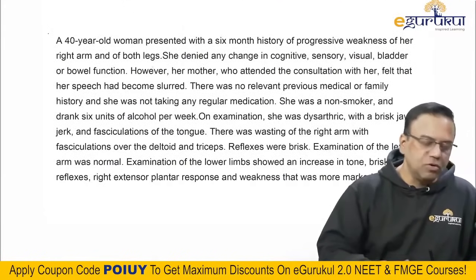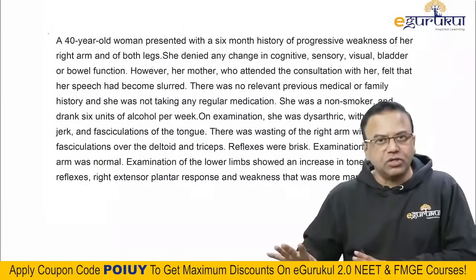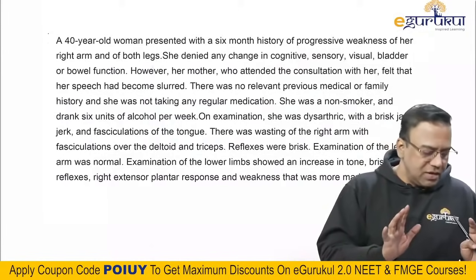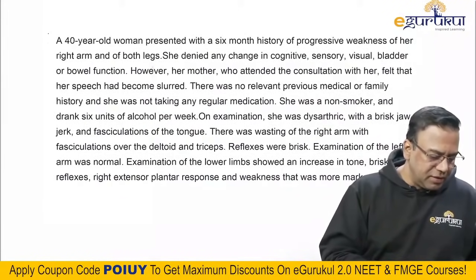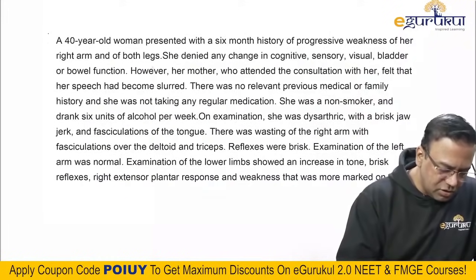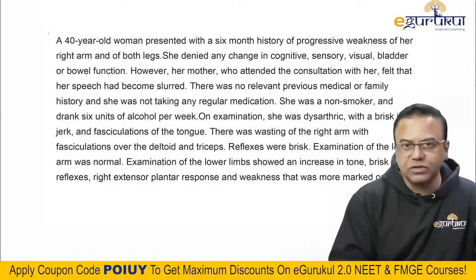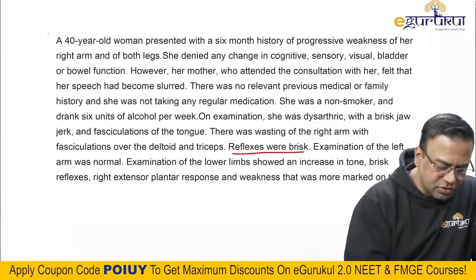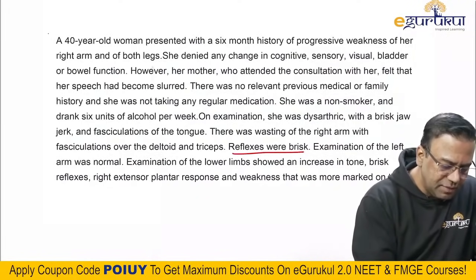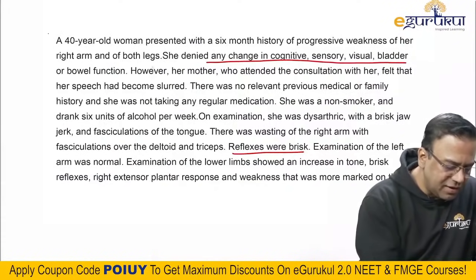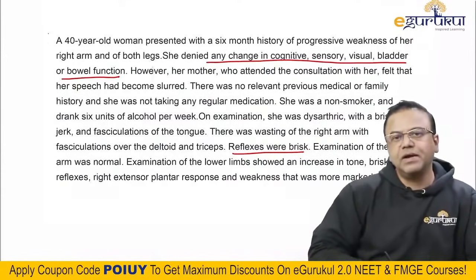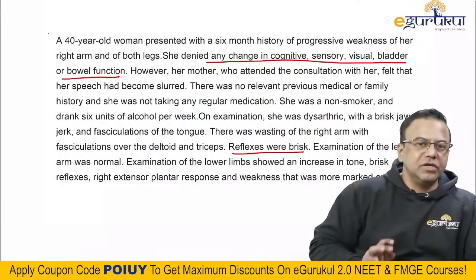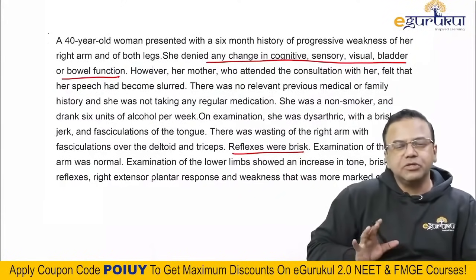Now, you will not have so much time to read in the exam. Look at the choices, you know what you're expecting. Is there any sensory problem dominating the MCQ? In neuro questions, you want to look at examination findings. Say the reflexes are brisk, fine. The patient does not have any bladder, any visual, any bowel function abnormality. This is now suggesting to us this is unlikely to be multiple sclerosis.